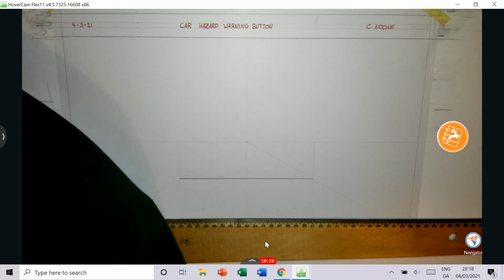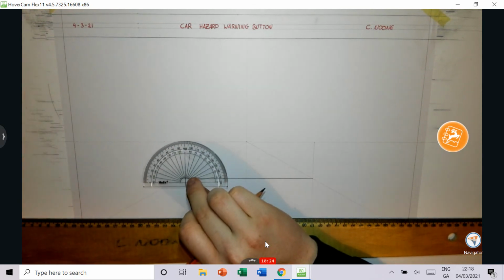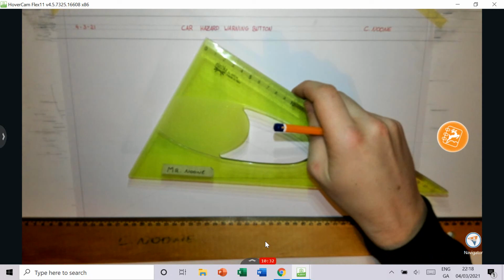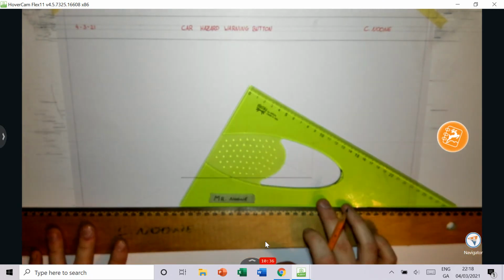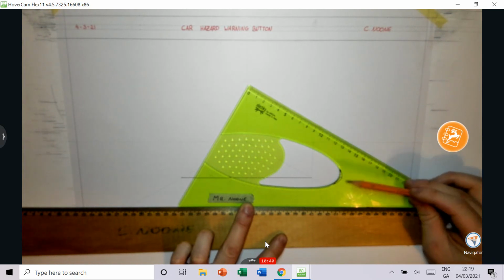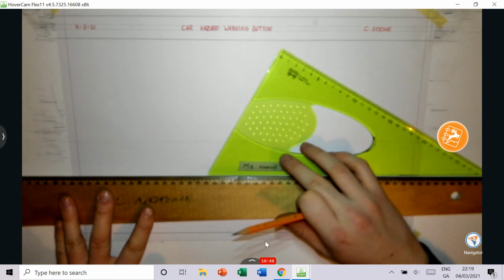Well, I could get my protractor and measure up 60 degrees, couldn't I? But we have a useful tool that will give us exactly 60 degrees every single time, and that's our set square. So I want to draw a line up at 60 degrees. Now we know that this line here, this shallow angle, is 30 degrees, and this one here is 60 degrees. So this angle created here is 60 degrees.